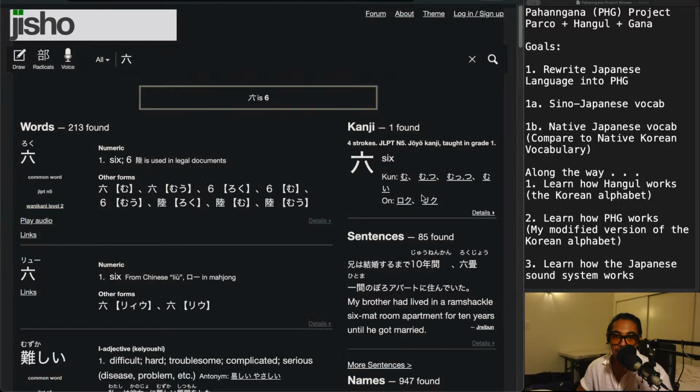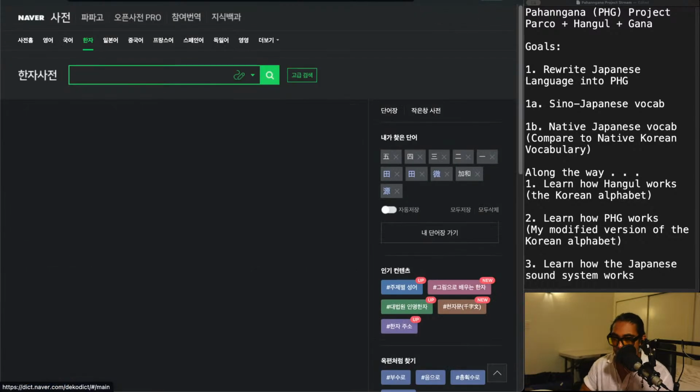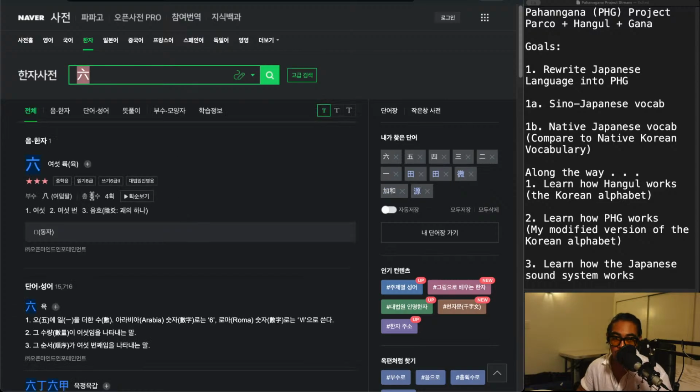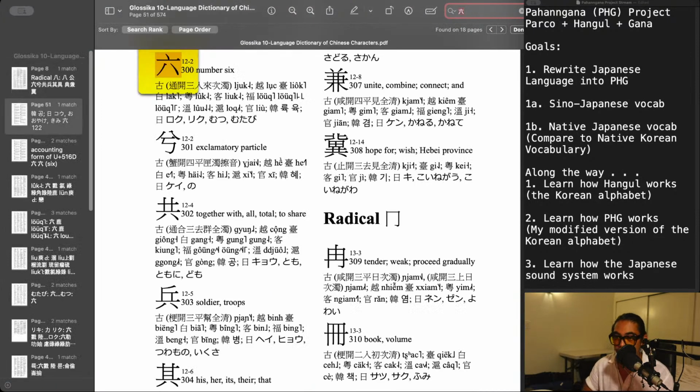Roku, I think, has two pronunciations. Yes, so we have Roku and Riku. That is quite cool. And in Korean, it should be Ryuk and Yuk. But they often drop the initial R. Okay, let's look at our number 6. Ryuk, Roku, Riku. Awesome.